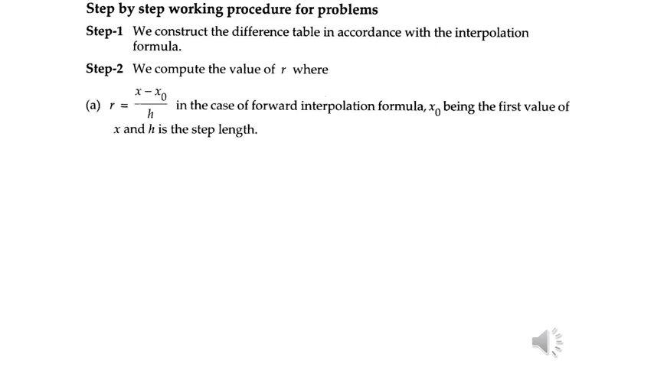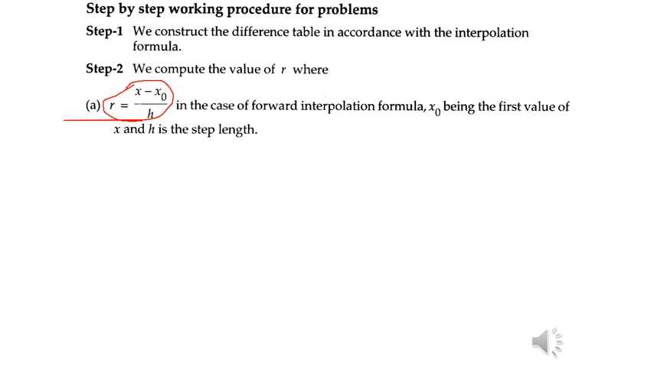Step-by-step procedure for problems. In the first step, we construct the difference table in accordance with the interpolation formula. So that is, we need to construct the difference table first. In the second step, we compute the value of r. How we find the value of r? See, so this is the formula for r.